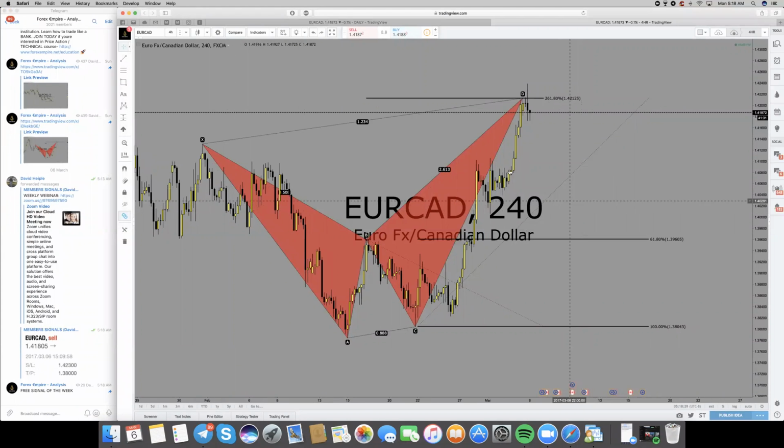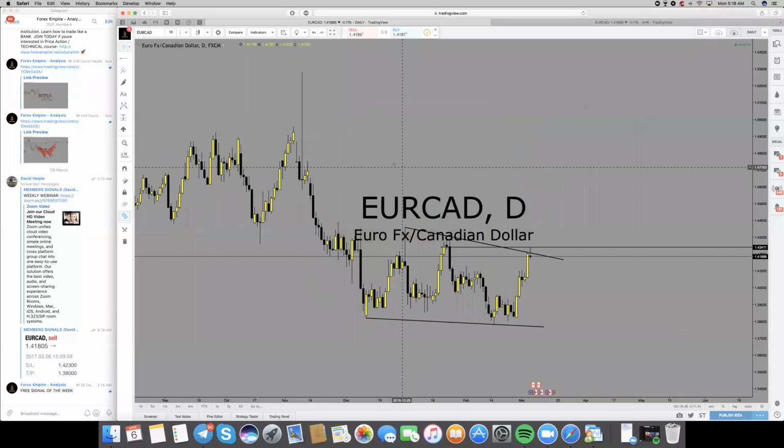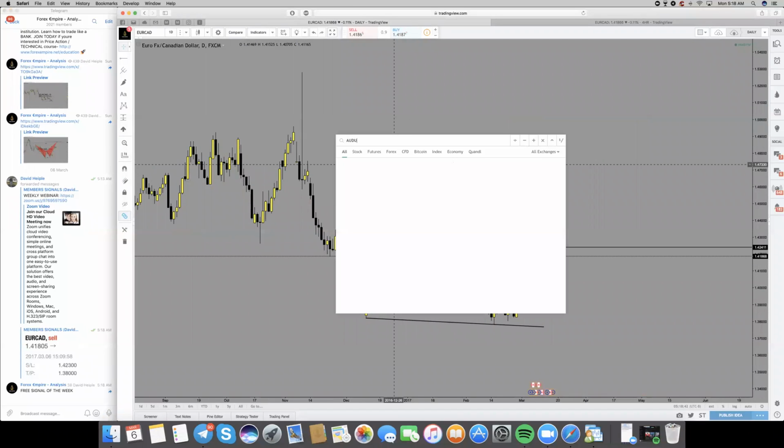All right, so the analysis is based on the harmonic and the daily time frame, and the price you can expect is here. I'm going to go back to the AUD USD.